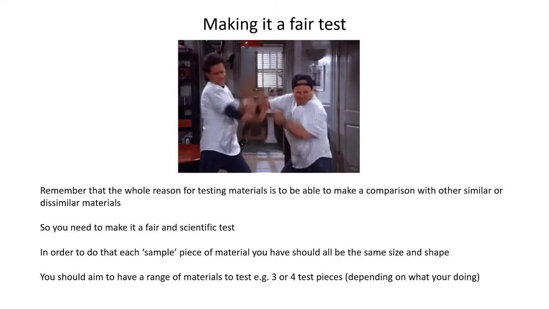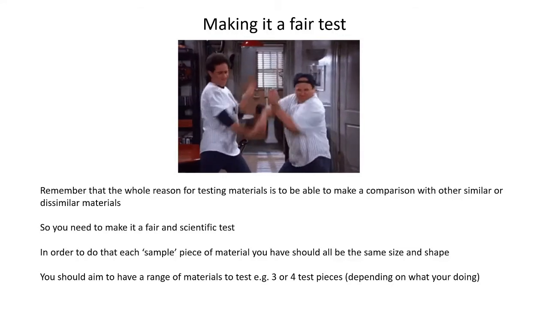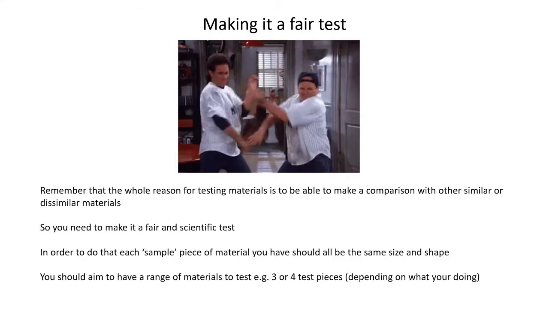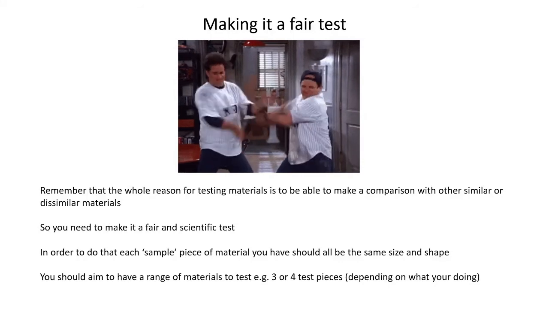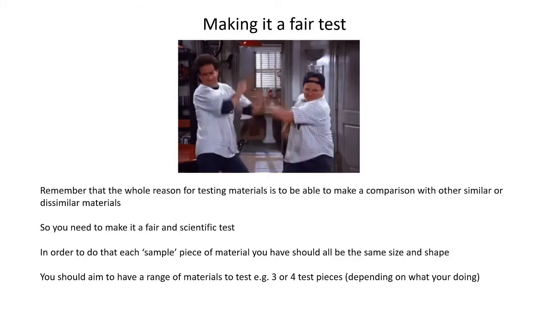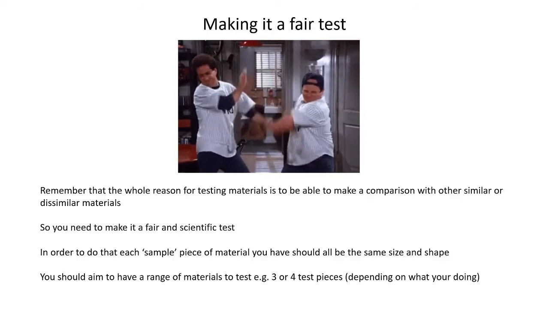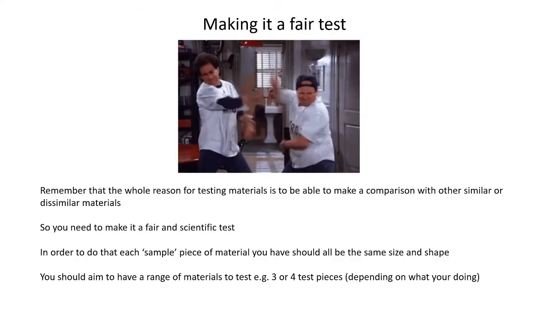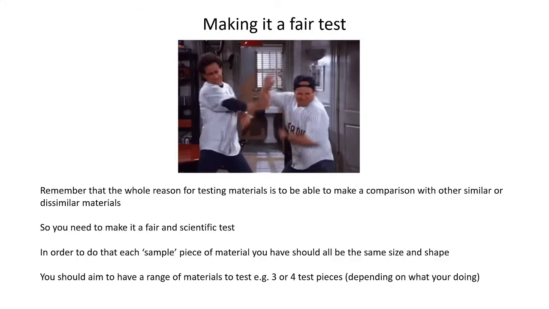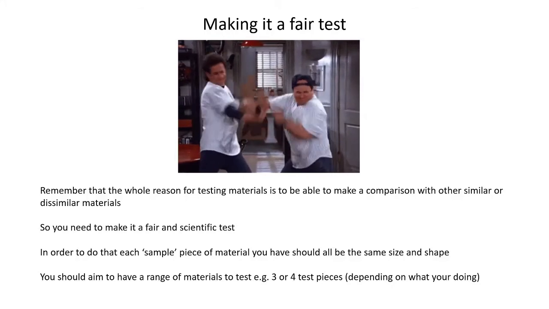In order to make it fair and scientific when testing similar or dissimilar materials, you need to have a sample piece of each material. When you've got a sample piece of each material, they need to be the same shape and size. Then typically you might test three, four or five different materials. Say you're going to make a piece of garden furniture, you may have three or four different materials that you're considering making it out of.